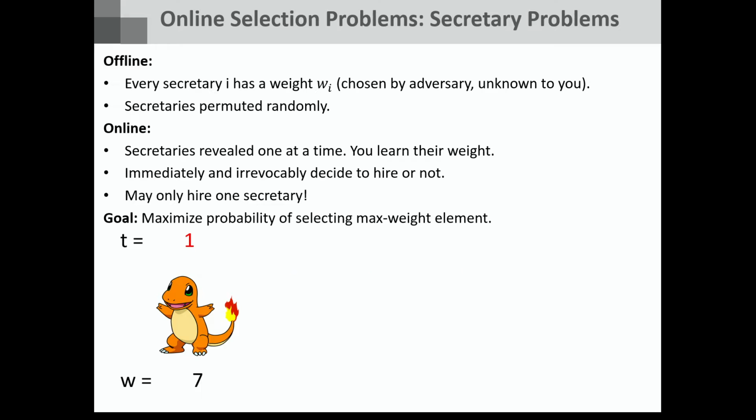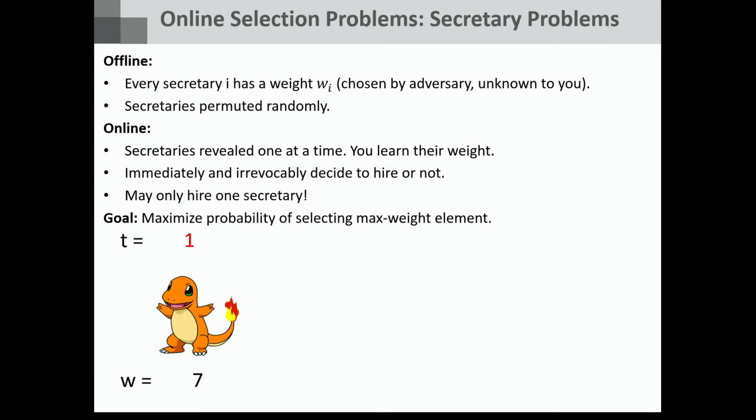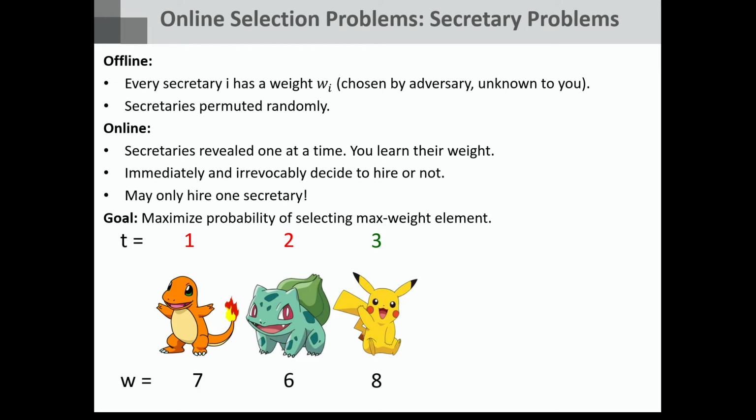Okay, just to be clear, a sample run that might happen is here: the adversary has assigned these weights to the secretaries. Then at time step 1, Charmander comes, and maybe you decide that you don't want to hire, so you throw him away. Then at time step 2, Bulbasaur comes, and you decide he's definitely not the max weight element because he's not even as large as the best we've seen so far. Then maybe at time step 3, Pikachu comes, and you decide that he's better than everything you've seen so far, so this is good. The point is still you don't get to see what would have come in the future had you continued.